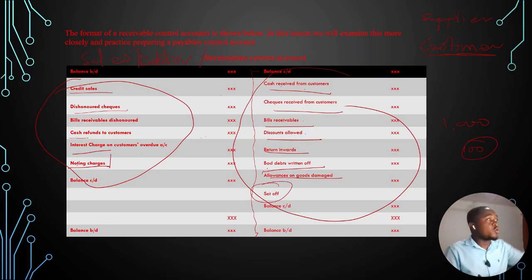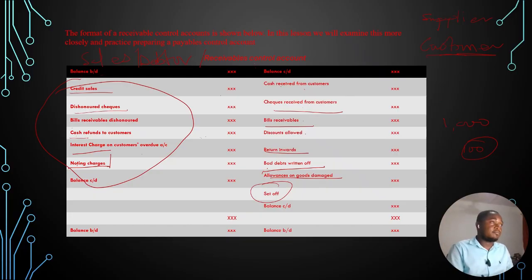So if you see credit sales, what do you have to do? You must debit the receivable ledger control account. Anytime you see the signed check, you record it at the receivable ledger control account. Anytime you see bill receivable, you must record it at the receivable ledger control account. And then anytime you see all these other items, you must record it at the credit side of this account.